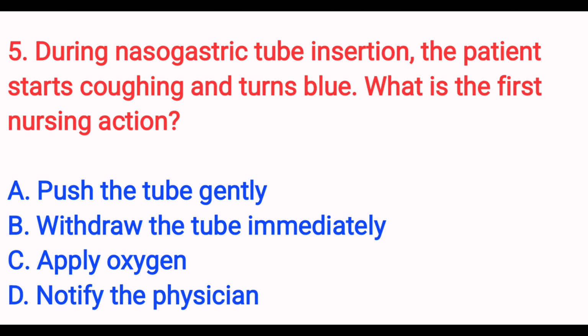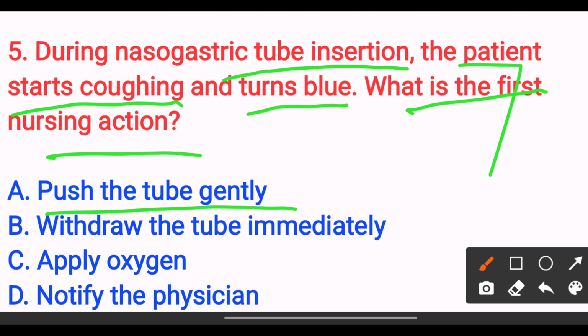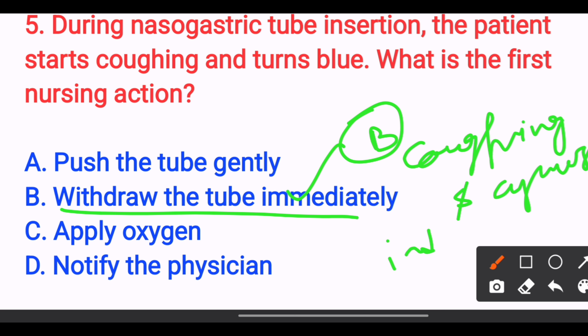During nasogastric tube insertion, the patient starts coughing and turns blue. What is the first nursing action? Option A, push the tube gently. Option B, withdraw the tube immediately. Option C, apply oxygen. Option D, notify. Coughing and cyanosis indicate tube misplacement in the airway. Immediate withdrawal prevents aspiration. So the answer is option B.